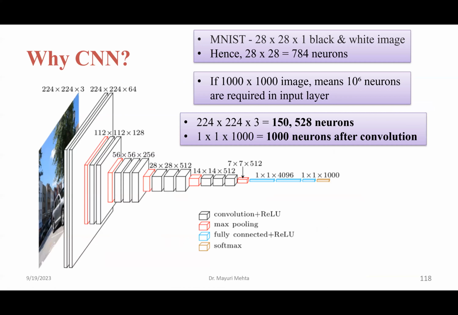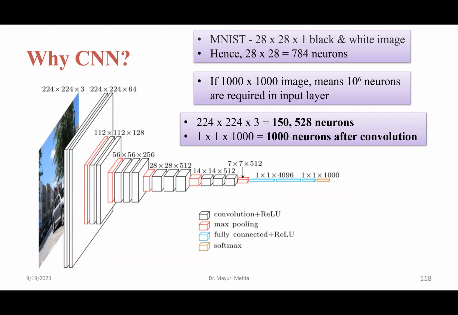Mobile phones have very good cameras these days, right? And usually the pictures taken by mobile phones are in megabytes. Let us assume that the picture taken by your mobile phone is 1 megabyte in size. So 1 megabyte, what does it mean? 1 megabyte means 10 raised to 6.